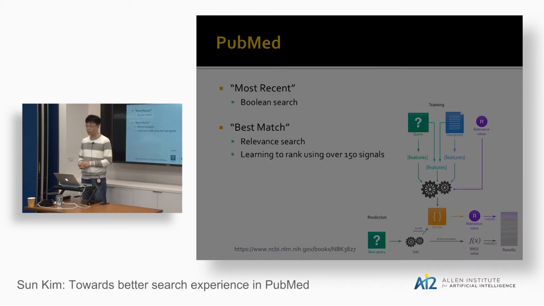Most recent is a Boolean search. So given a query, a Boolean search is done after spell checking and query expansion. Best match is our name for relevant search. So the current mechanism will rank documents obtained from the BM25 ranking function using a learn to rank method, and use over 150 signals for learning to rank features.